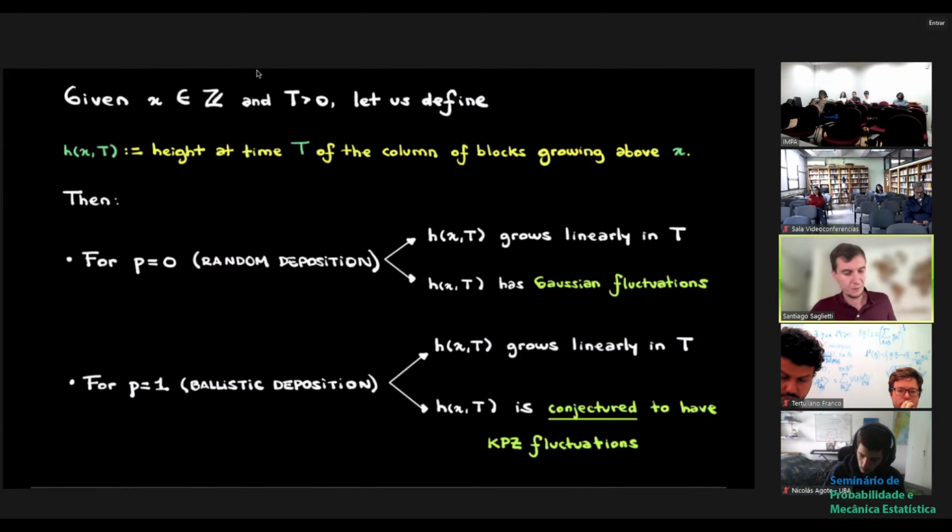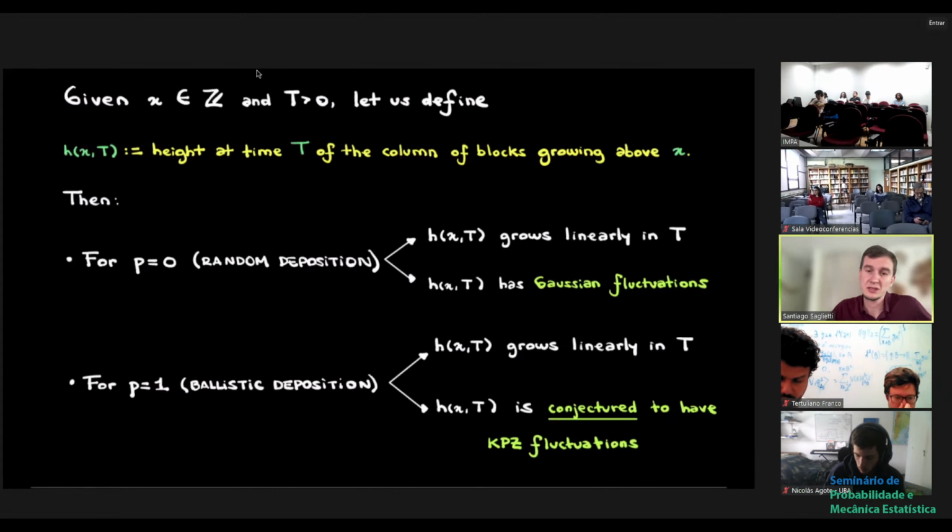Okay, so if we define h(x,t) like that, then for p equals 0, which is the random deposition model, each of the columns behaves independently, and what you actually get is a Poisson process at rate 1. The height of the column just increases by 1 each time a block gets deposited on top of the column. So in particular, the height will grow linearly with time, and it will have Gaussian fluctuations, because it's just a Poisson process.